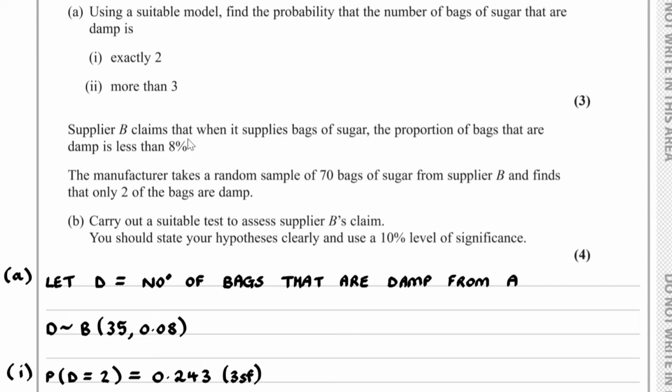Supplier B claims that when it supplies bags of sugar, the proportion of bags that are damp is less than 8%. The manufacturer takes a random sample of 70 bags of sugar from supplier B and finds that only 2 of the bags are damp. We have to carry out a suitable test to assess supplier B's claim. You should state your hypotheses clearly and use a 10% level of significance.